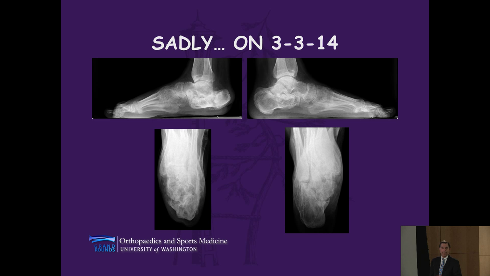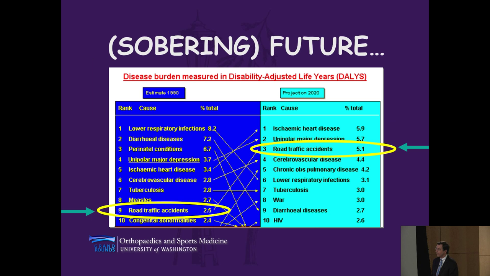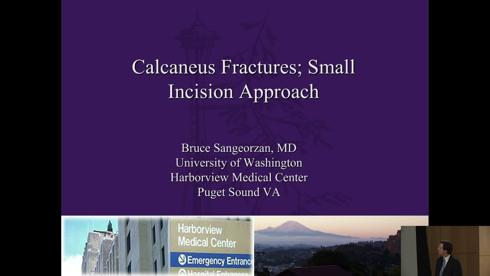which will be daunting. And finally, a sobering feature for the residents and those individuals that will be managing trauma. If you look at what is going to happen worldwide, in 1990, the sequelae of road traffic accidents as measured by the DALY scale, which is the Disability Adjusted Life Year scale, will go from number 9 to number 3 in the next 6 years. So it will be a significant problem that society has to contend with. Thanks. We're going to go on now. Bruce is going to talk about the mini incision approach.